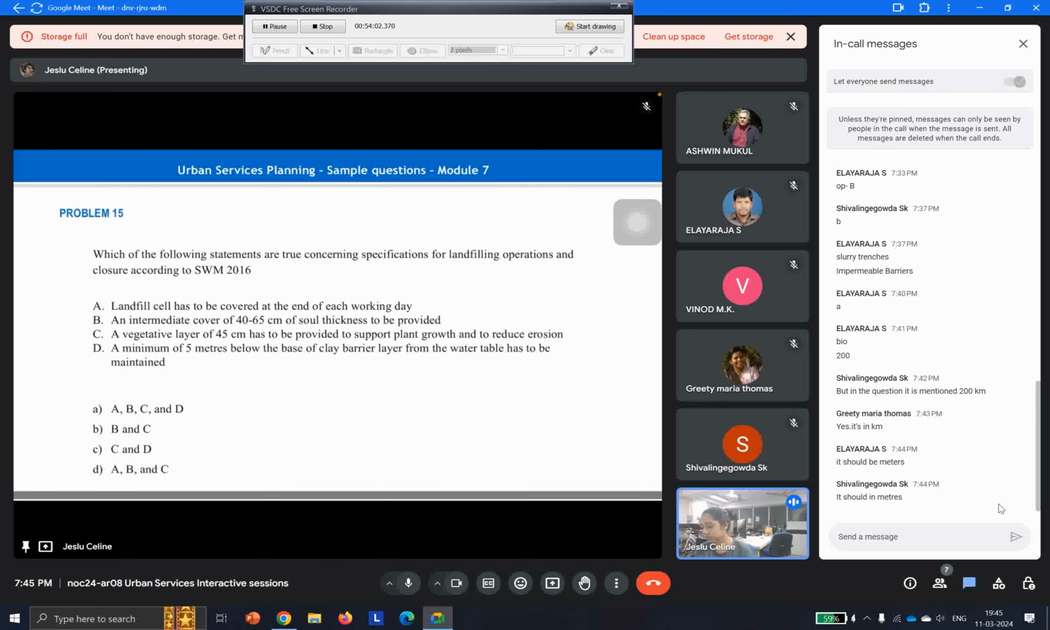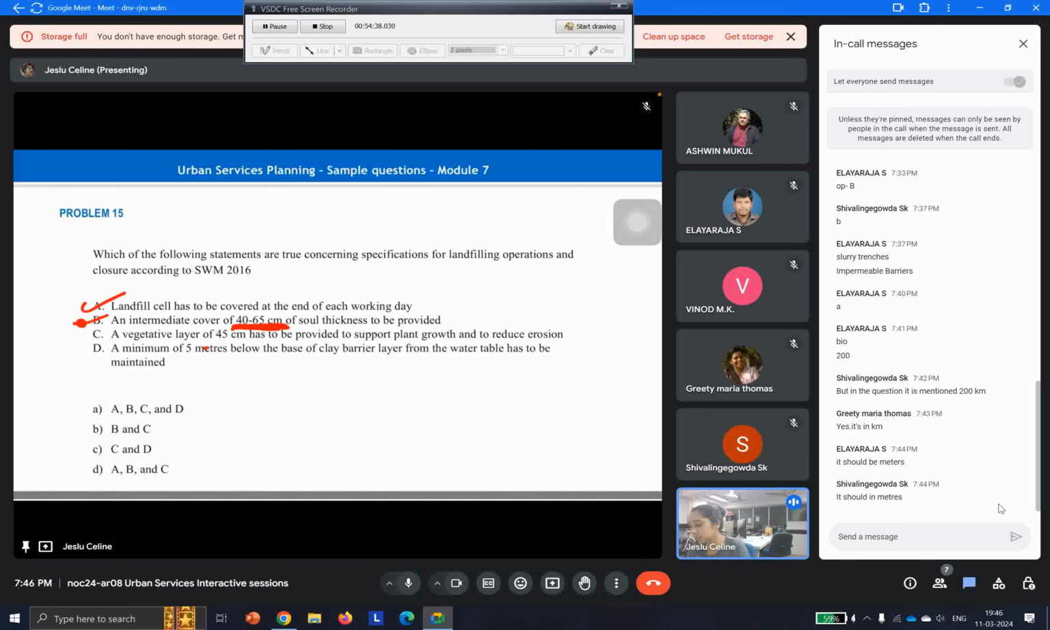Yeah, that is also a correct statement. Intermediate soil cover of 45 to 65 centimeter soil thickness, that's also a correct statement. Then we have a vegetative layer. Okay, this one we'll just come back to, the 45 to 65. A vegetative layer of 45 centimeter has to be provided to support plant growth and to reduce soil erosion.